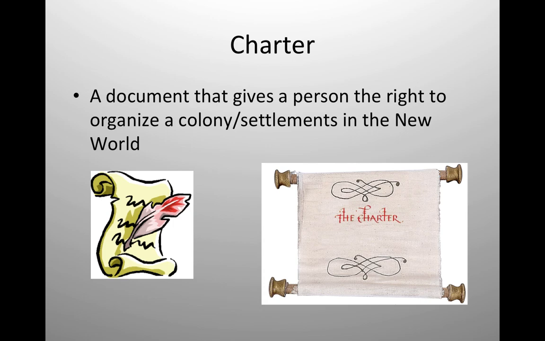You're going to need written permission from your king or queen, or from a company who's going to give you money to go start a colony. So you're going to need a charter. And we'll dive deeper into this word charter. I just need you to have some background knowledge, so when it comes up in some of our lessons, you'll be like, oh, okay, I kind of know what that is. That's permission to start a colony, and we can dive a little deeper into this. So a charter, a document that gives a person the right to organize a colony or settlement in the New World. Charter.